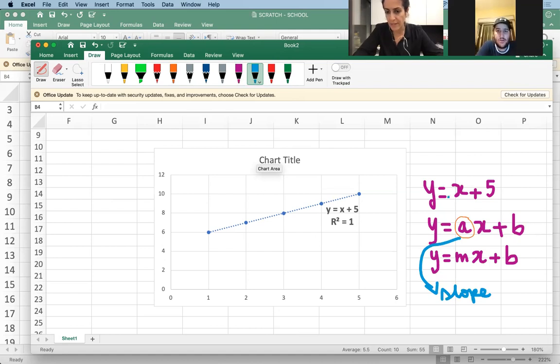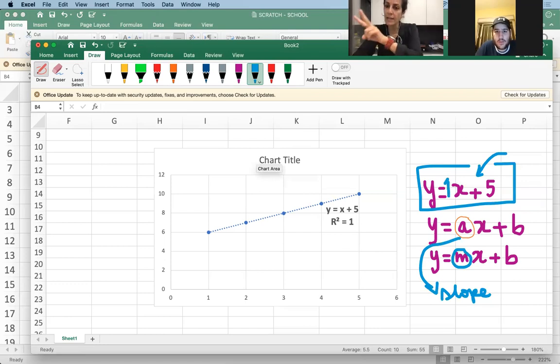What do you have before x? Yes, a or m is the slope. So what is a or m in this equation? When I say x plus 5, what is the slope? What do you have before x? We have 1. It's 1x. So if I have 2x, I will write 2x. If I have 3x, I'm going to write 3x. But I have nothing before x, so it's a 1. 1 times x. Am I right? Okay. So the slope here is 1.